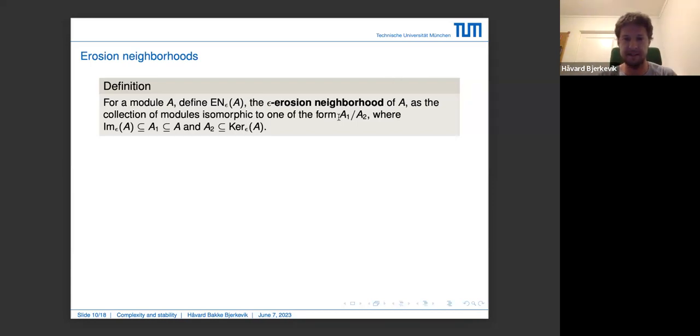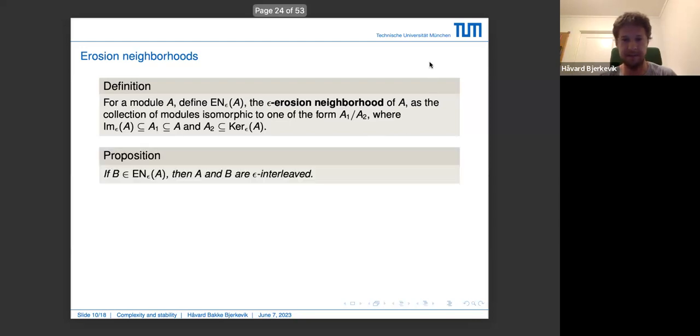Now, formally, a module is in the epsilon erosion neighborhood if it's a quotient A1 over A2, where A1 is almost all of A. So it sits between this epsilon image, which I haven't defined and I won't define, but for epsilon small, this is almost all of A. And A2 is almost zero. So it's less than this epsilon kernel, which I also haven't defined. So the point is that this is a quotient that's almost all of A, modded out by almost nothing.